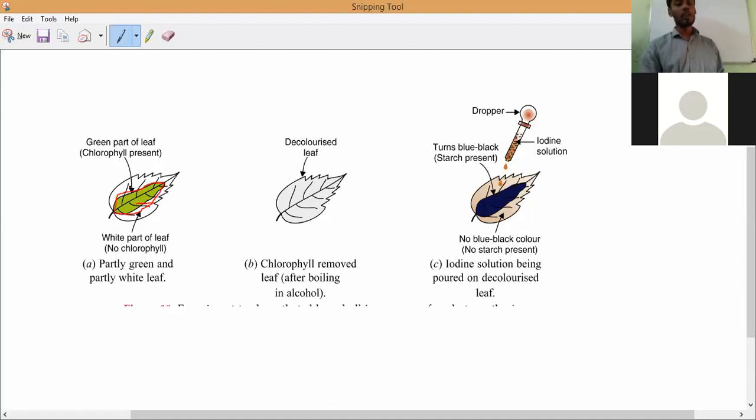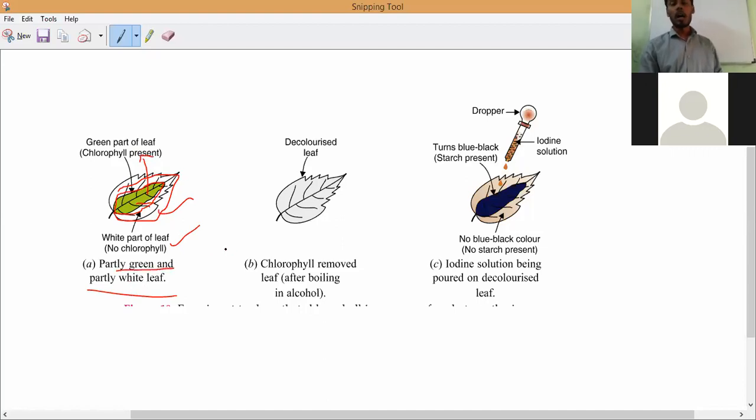Chlorophyll. And in the outer region, who is there? Chlorophyll is not present, that is why it is the white part, and in the middle it is variegated, that is why it is green in color. So now this is a partly green and partly white leaf.